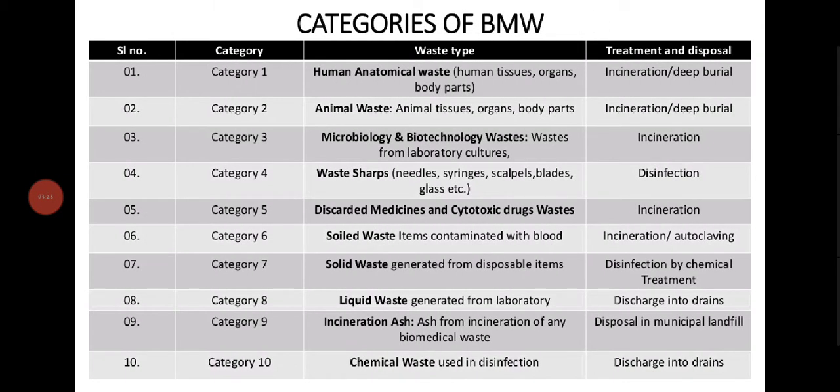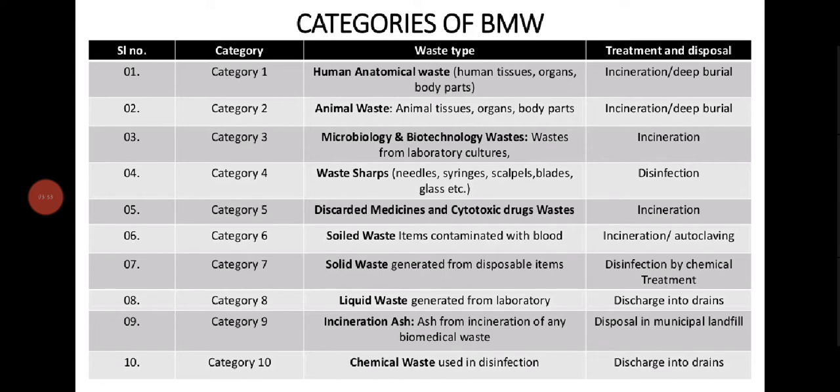And this is very important, that is, the categories of biomedical waste. There are 10 categories. The first category is human anatomical waste, which contains human tissues or organs and body parts. This can be treated by incineration or deep burial. Category 2, animal waste, that comes as animal tissues, organs and body parts. This is also treated by incineration or deep burial.